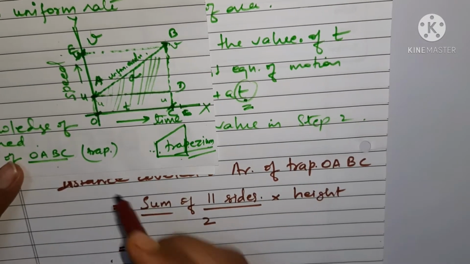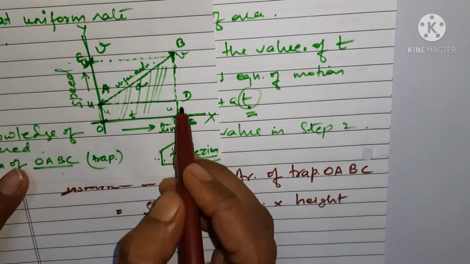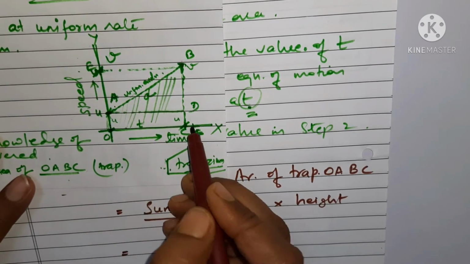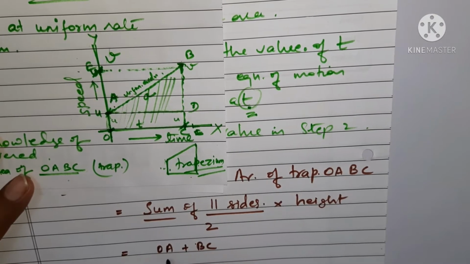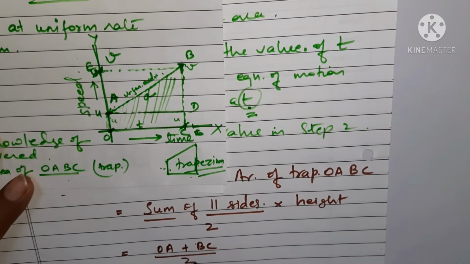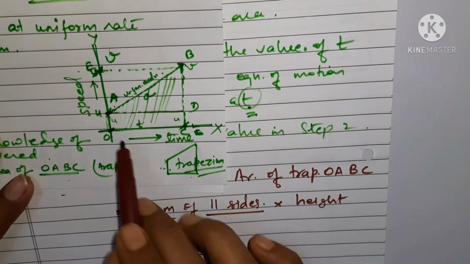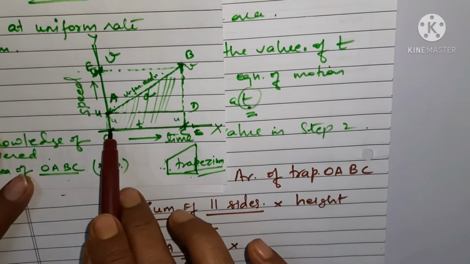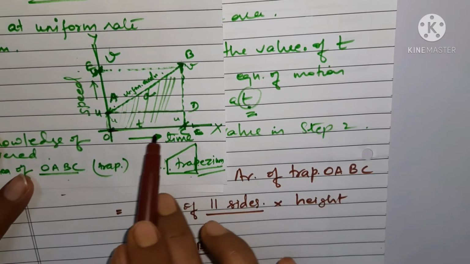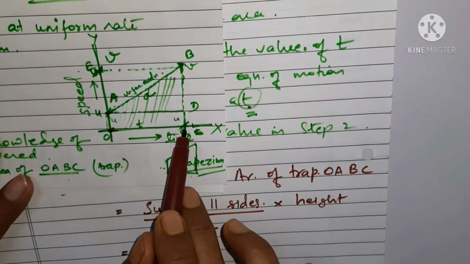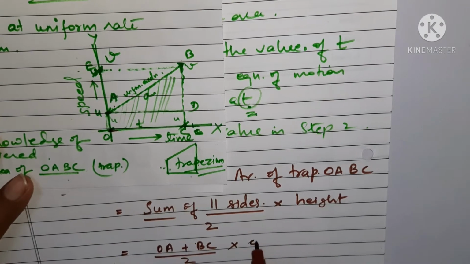So sum of parallel sides. Which two sides are parallel here? You can say OA and CB. So OA plus BC, divided by 2 into, what is the height here? This is the perpendicular in between the two parallel sides, that becomes the height. So here the height is OC, into OC.